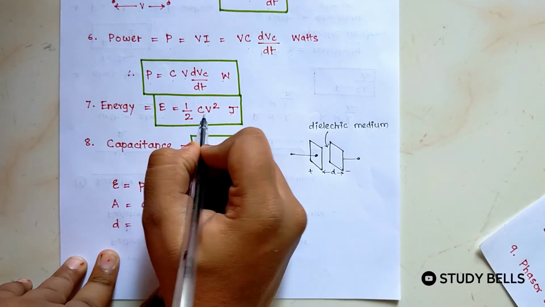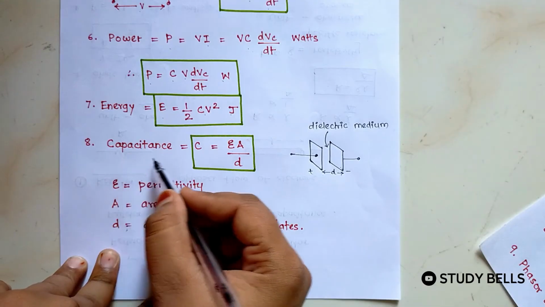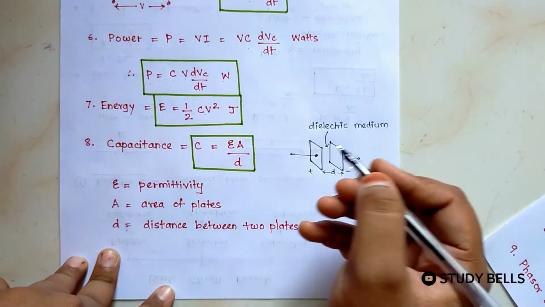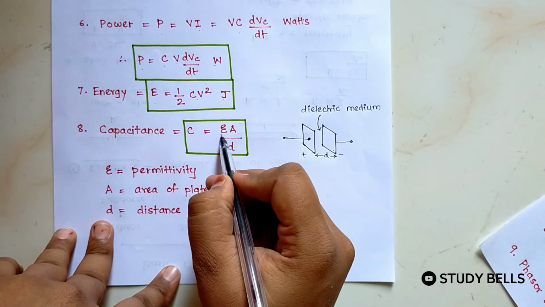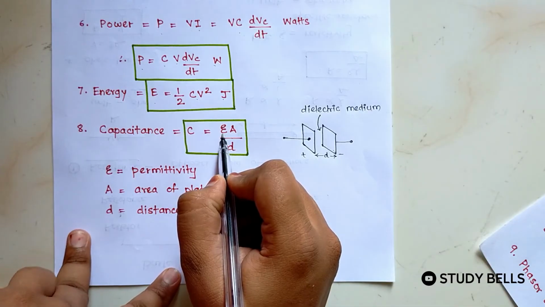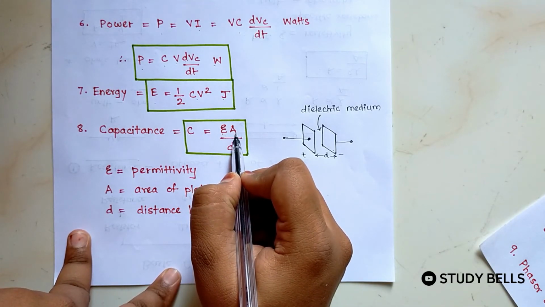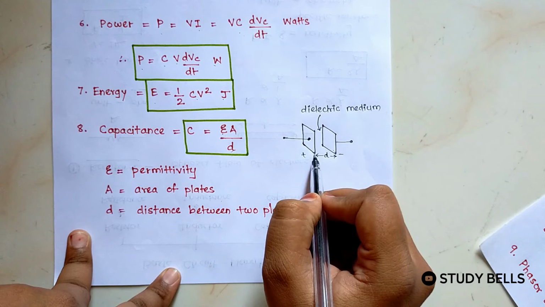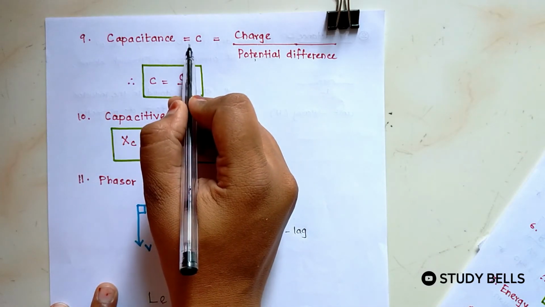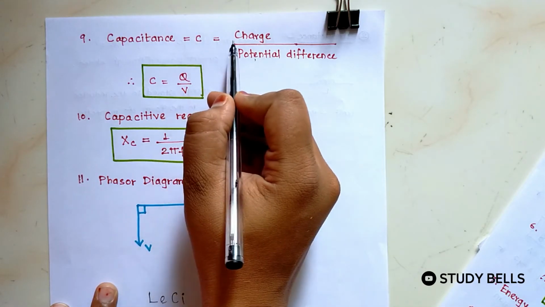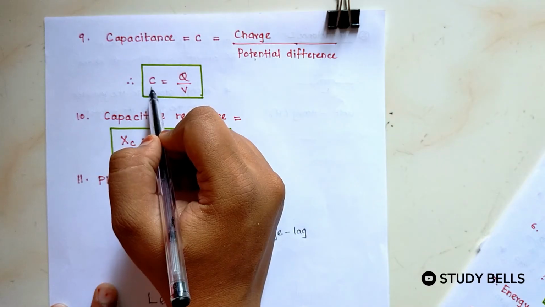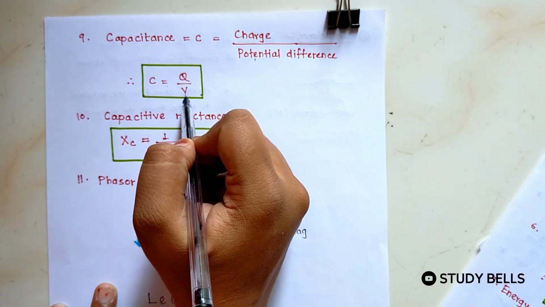C is the capacitance. So, for finding out the capacitance of any capacitor, we have the formula epsilon A by D, where epsilon is the permittivity, A is the area of two plates and D is the distance between the two plates. Capacitance is denoted by C, having the formula charge upon potential difference. That is, C is also given by the formula Q by V.